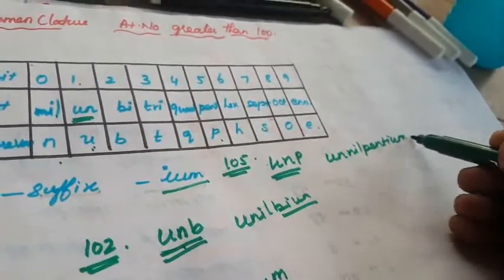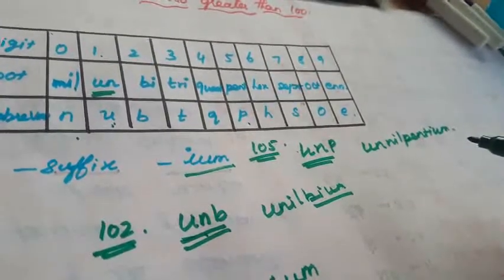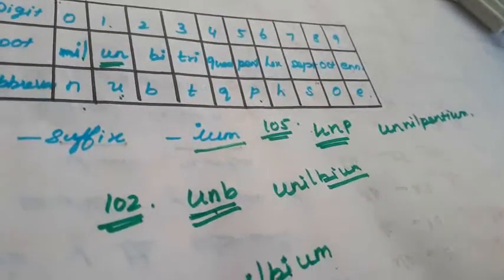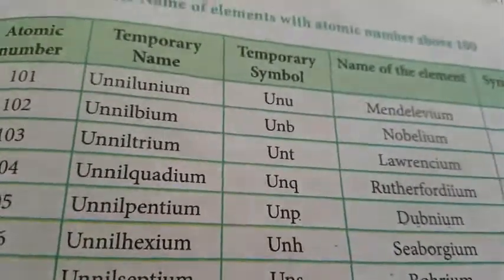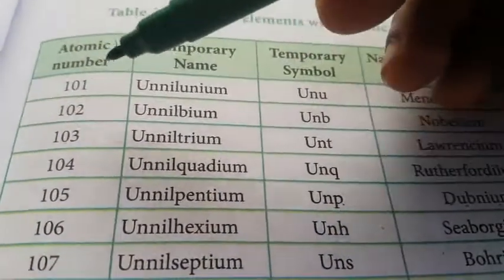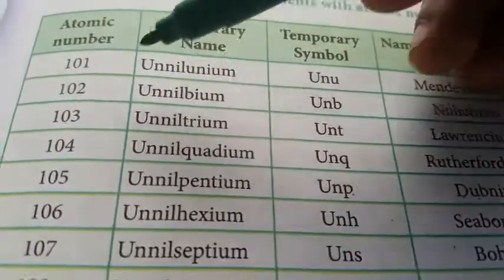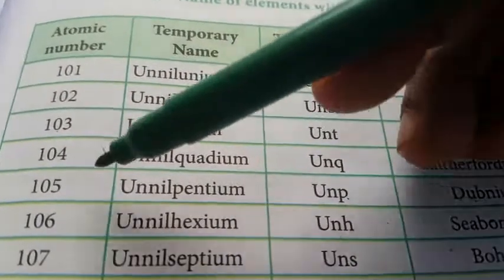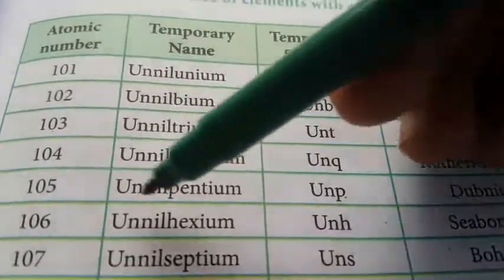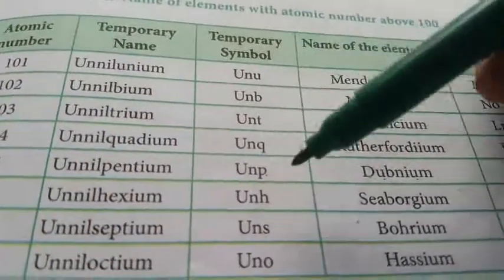Pentium, the suffix you are adding is IUM. This is the name of the newly discovered element with the greater atomic number. In your textbook there is 101 unnilunium, 102 unnilbium, 103 unniltrium, 104 unnilquadium. This is the temporary symbol.